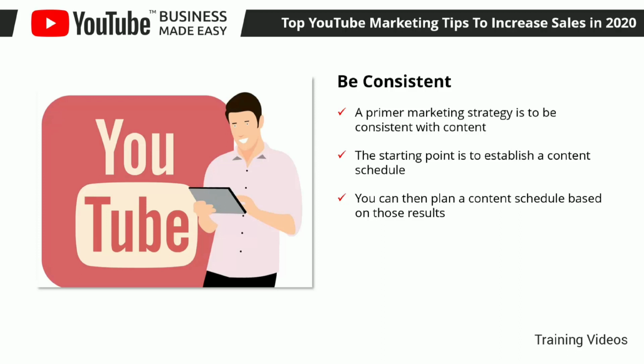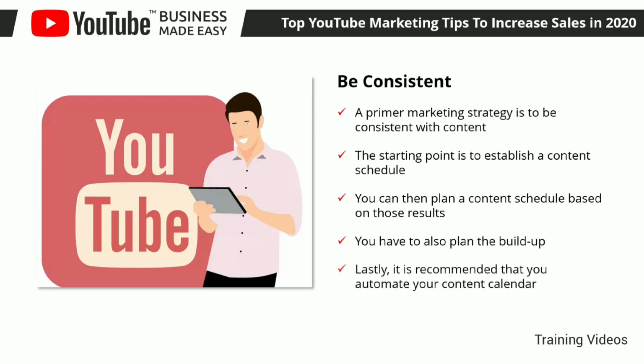For example, if you get peak views and engagements on Tuesdays at 8 p.m., then you have to upload your videos on those days and at that time. You have to also plan the build-up. You can create teasers to post on your other social media channels, and you can set up reminders for your subscribers and followers. Lastly, it is recommended that you automate your content calendar. You can do this by uploading your video when it's done and scheduling the launch for the right time.